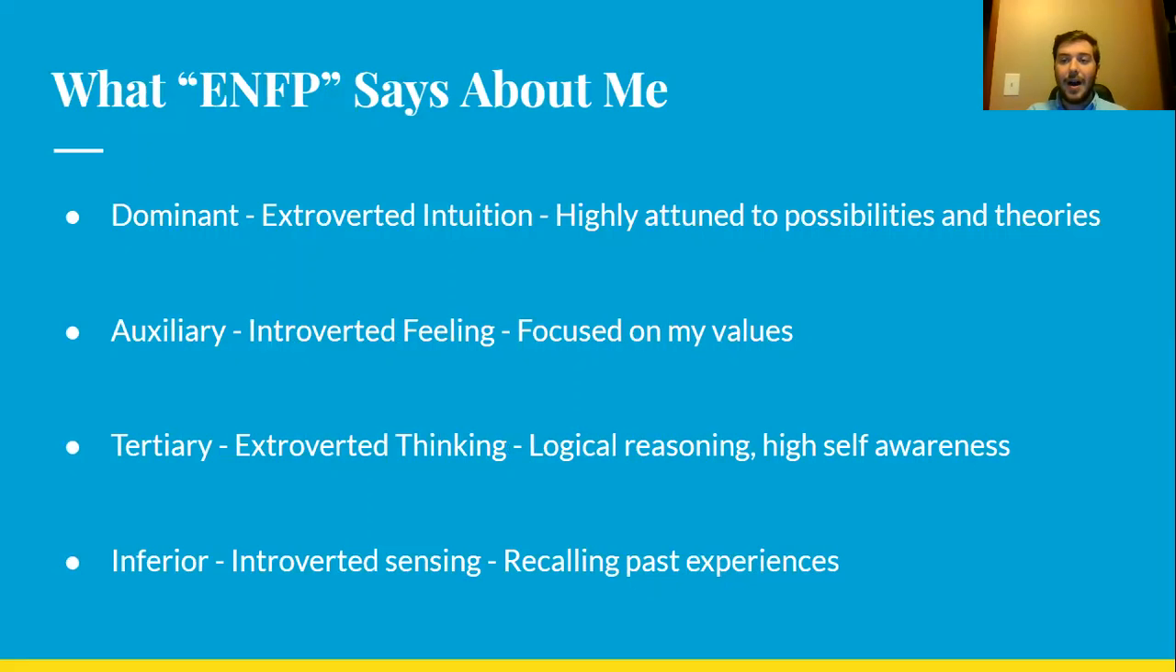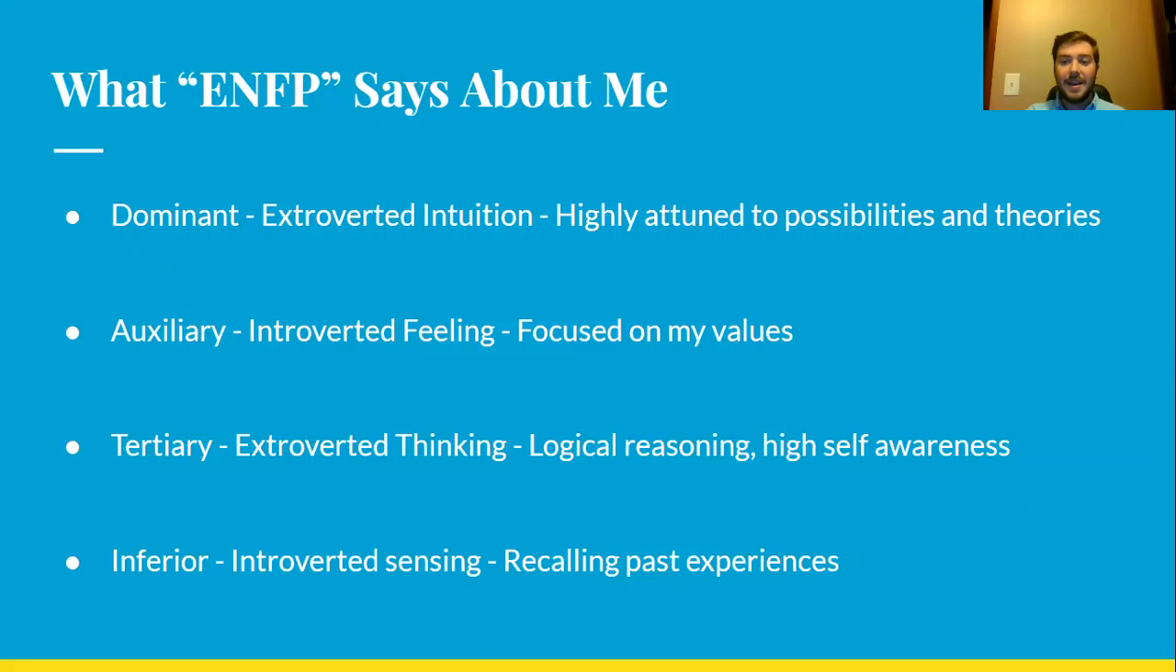So now that I learned what Myers-Briggs is, took the test, and did a little bit of research on ENFP, I wanted to look at what it says my functional stack would be. My dominant is extroverted intuition, which means I'm highly attuned to possibilities and theories. This doesn't just mean theories as an outward way of thinking. It's more so hearing everybody's side of the story, hearing all the possible options, hearing everything before making a decision to do something. My auxiliary is introverted feeling, focused on my values.